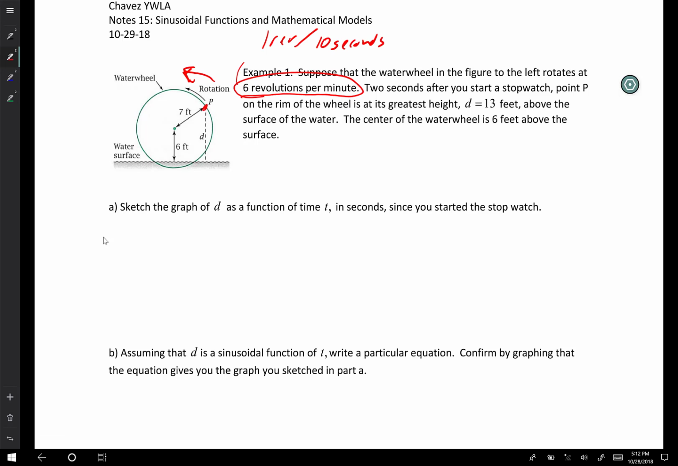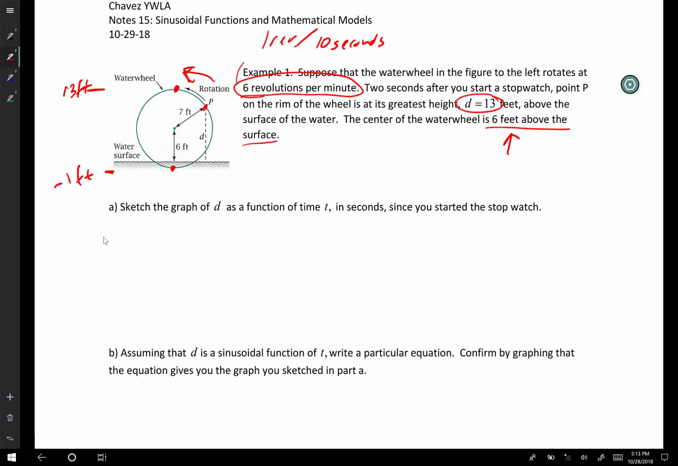The center of the water wheel is 6 feet above the surface, so that's going to be your sinusoidal axis. They tell us that 13 is the highest point, so right there at that location, that is 13 feet above the surface of the water. If it's 13 feet and this is 6 feet, then obviously it's 1 foot deep here. So I'm going to put -1 foot.